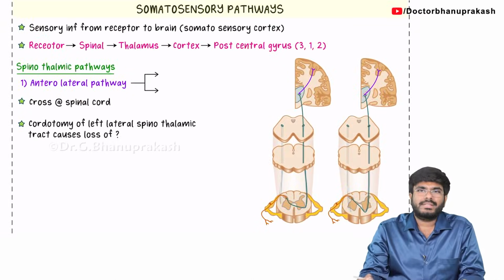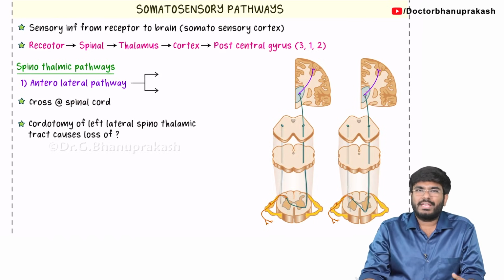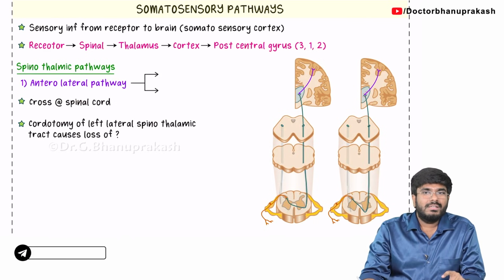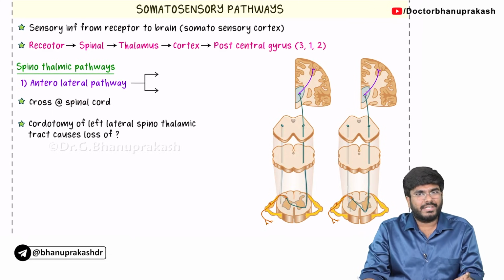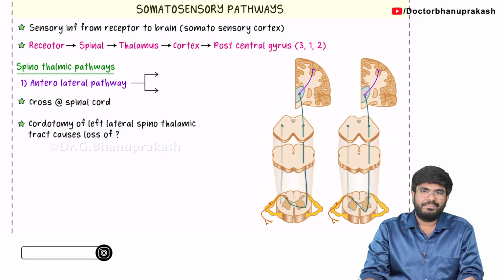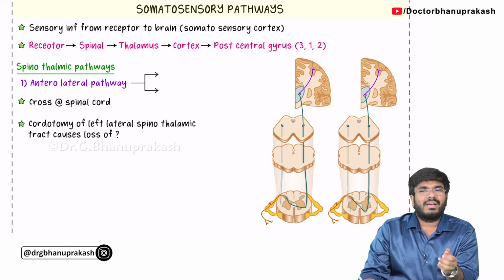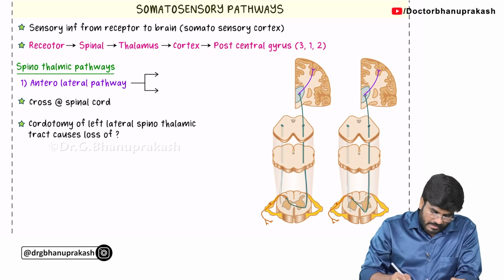Welcome back guys. Now let's continue with the somatosensory pathways. In the previous video, I explained the sensory pathway: the first order, second order, third order neuron. Now we will see what are the different types of ascending tracts or somatosensory pathways.